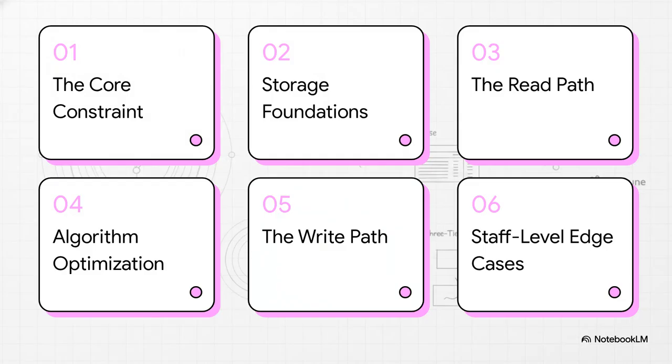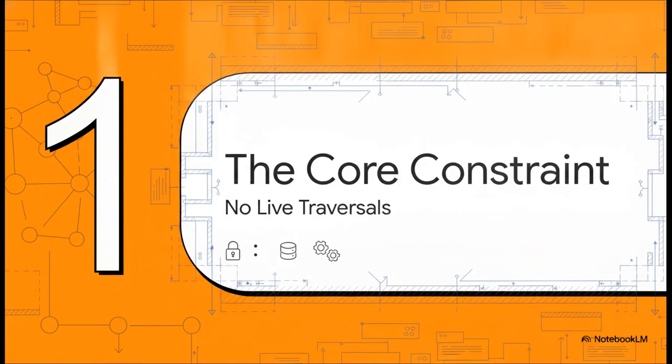All right, here's our roadmap for This Explainer. We'll be covering: 1. The core constraint, 2. Storage foundations, 3. The read path, 4. Algorithmic optimization, 5. The write path, and finally, 6. Those crucial staff-level edge cases. Starting off with Section 1, the core constraint, we are going to prove exactly why live traversals are mathematically impossible here.